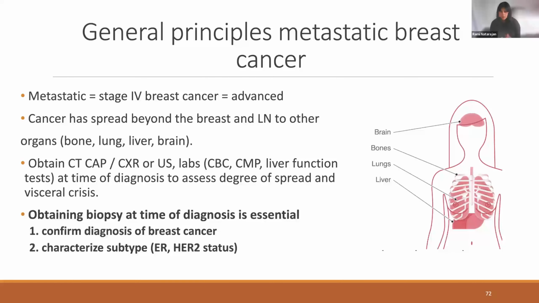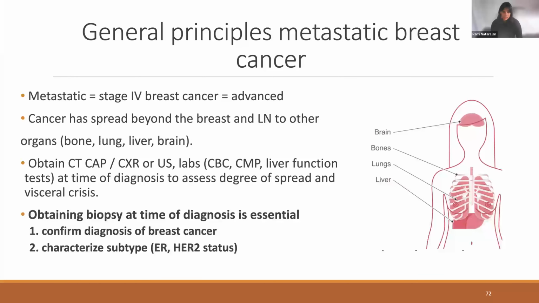I think the point is well taken that the resources that we might use to stage cancer in certain situations, certain countries, such as CT chest, abdomen, and pelvis, might not be available. But to the extent that we can, we should try to stage patients with chest X-ray or ultrasound if available, and labs, CBC, CMP, liver function tests at the time of diagnosis to really assess the degree of spread and to assess if the patient is in visceral crisis, which impacts the management.